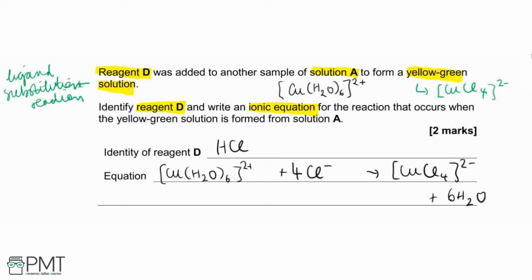For this question, it's 2 marks, so it's 1 mark for the identity of reagent D, and then 1 mark for our ionic equation.